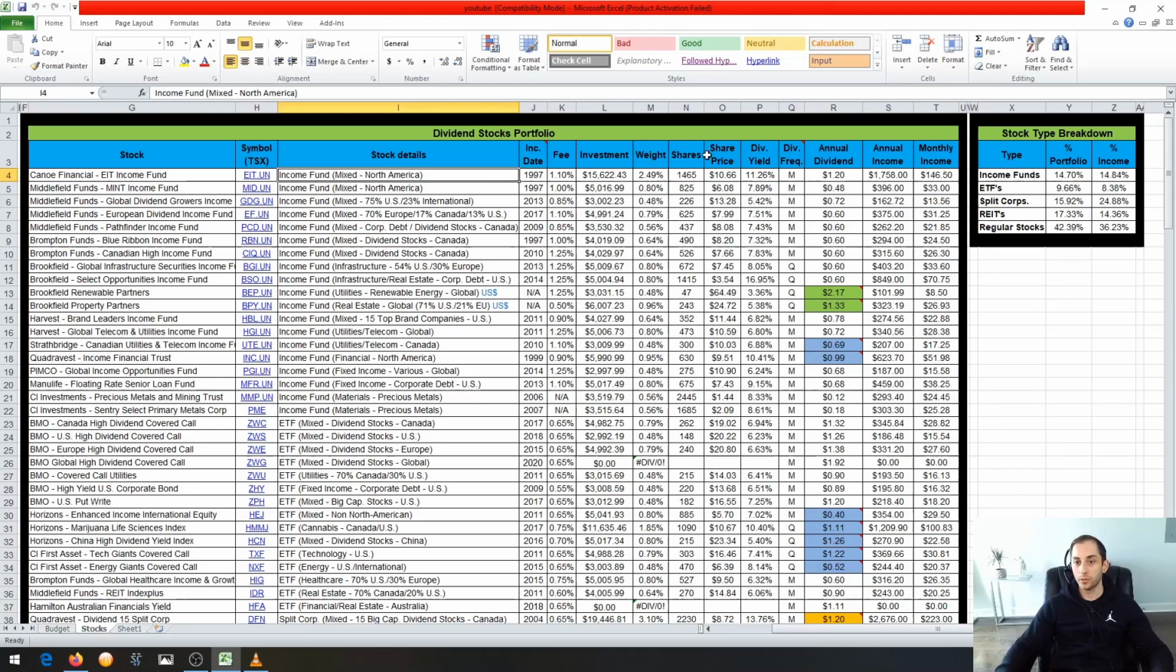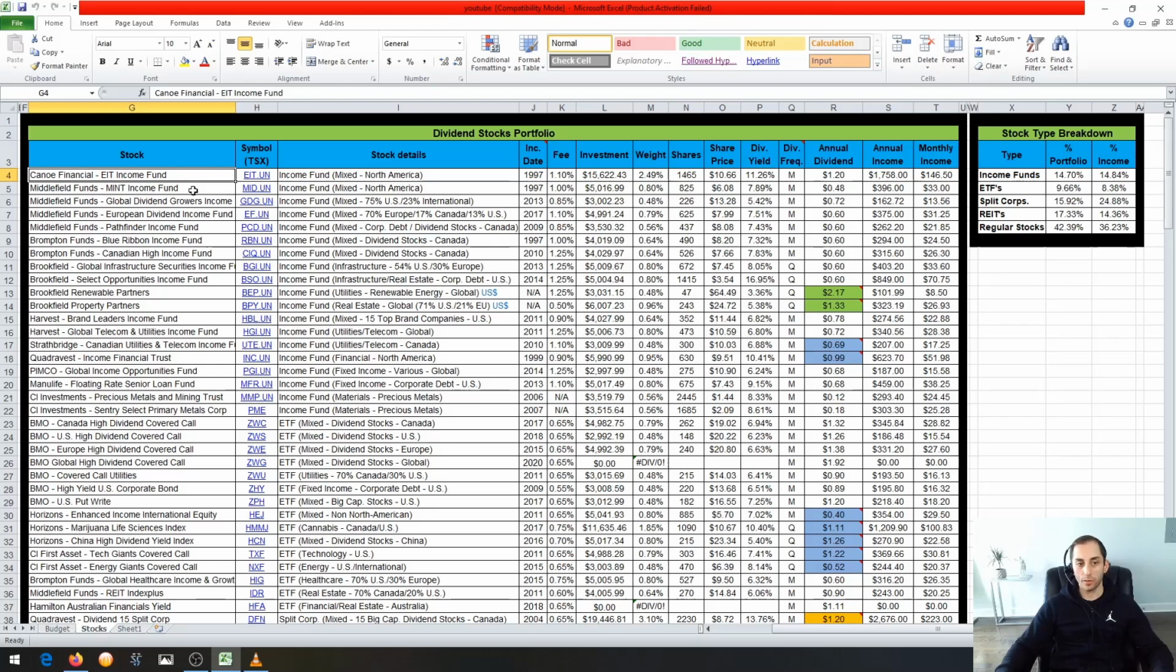The yield is really, really good. It's over 10%, as you can see here. So it's one of my biggest money makers. It makes $146.50 a month. This fund is really, really well managed. It covers a lot of sectors, so all the sectors of the market. That's why you see the mixed here. And the companies are mostly North American companies. So I really, really like this fund.